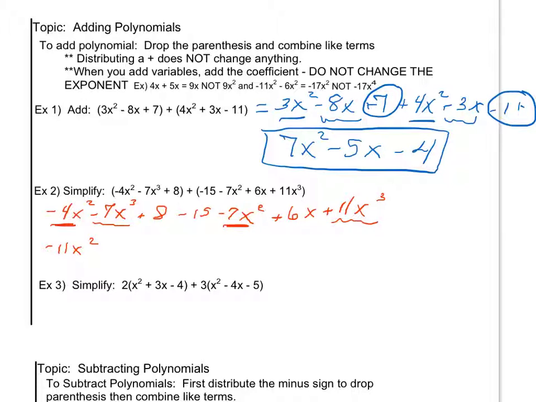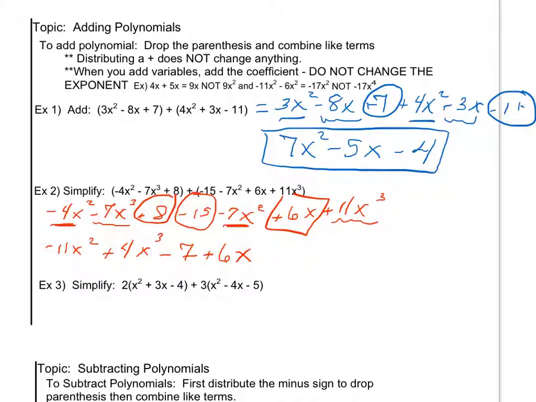Negative 7 and positive 11, I subtract since the signs are different. I get a 4. I keep the sign of the bigger number, which this time was positive. 4x cubed. 8 and negative 15 is negative 7. And then finally, I have to make sure and grab this plus 6x.